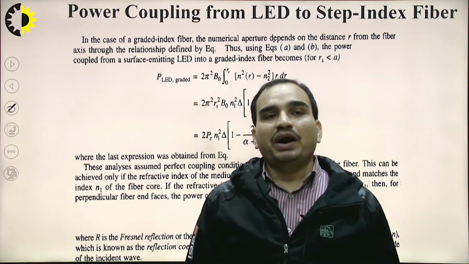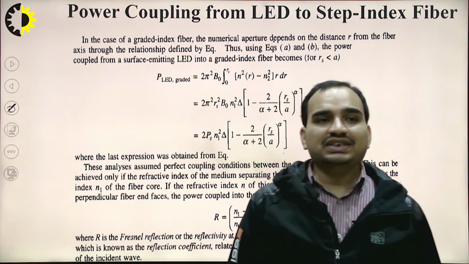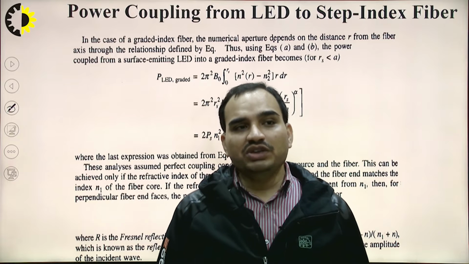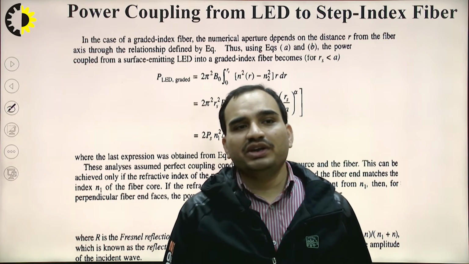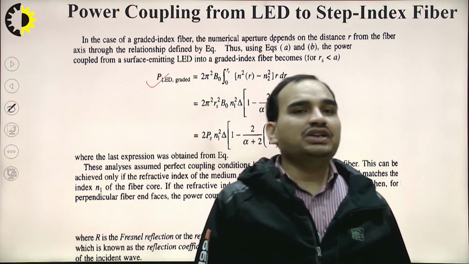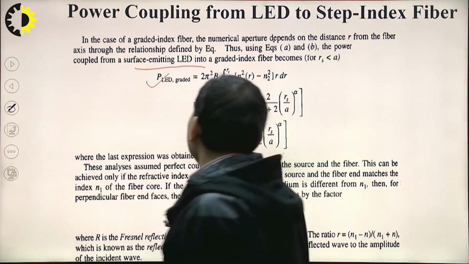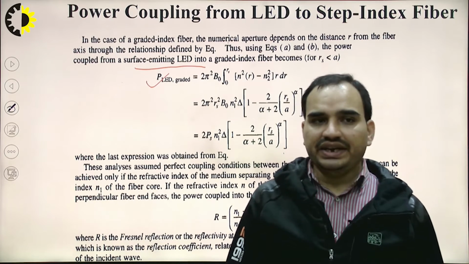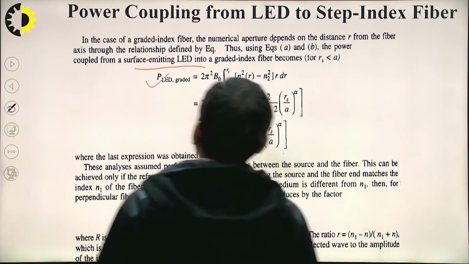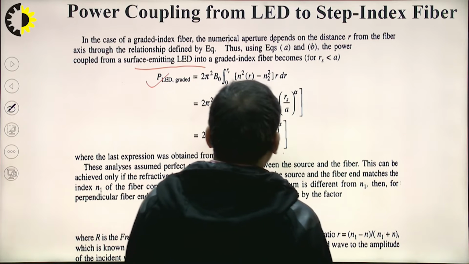So let's discuss the power coupled from LED to step index fiber mathematically. So in the case of a graded index fiber, the numerical aperture depends on the radius r from the fiber axis through the relationship defined by this equation. So thus for the equation A and B, the power coupled from the source emitting LED into the graded index fiber becomes, that is RS is less than A. So from this LED to graded index, it is 2 pi square B naught, and the integration is from 0 to RS n square R minus n2 square R dr.